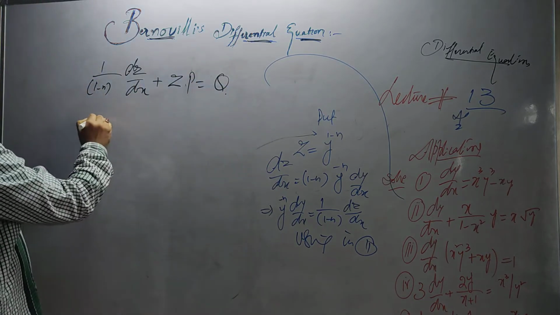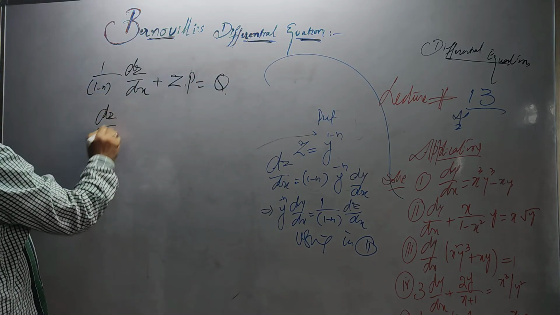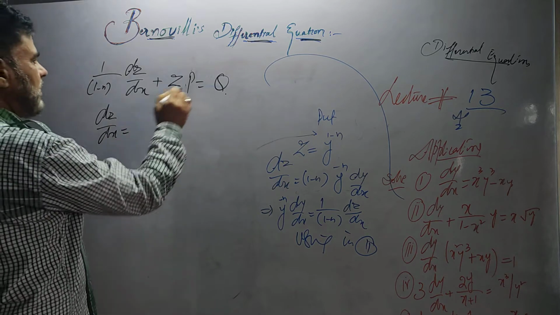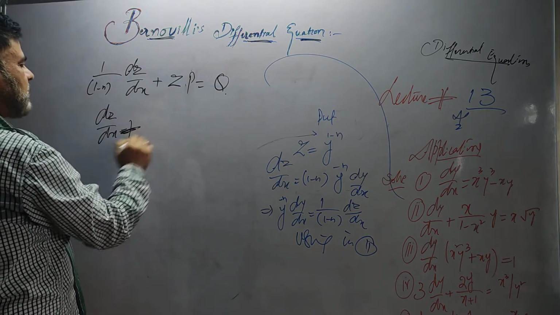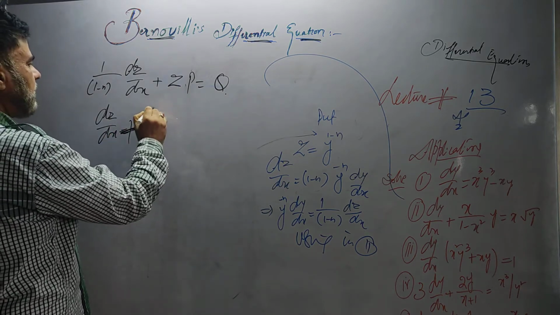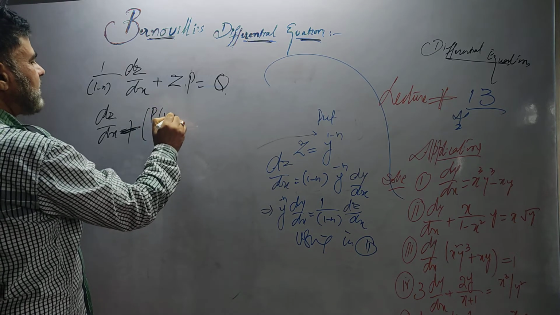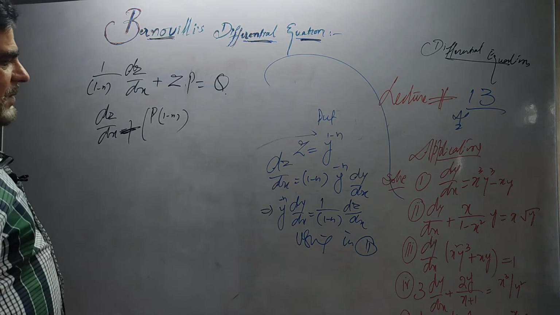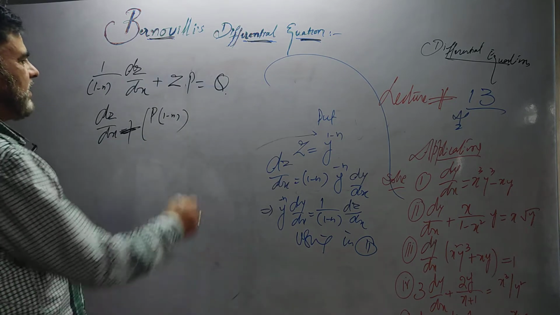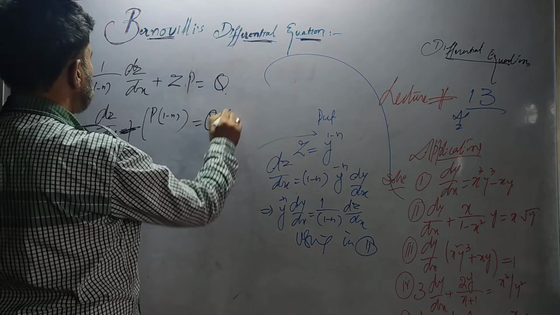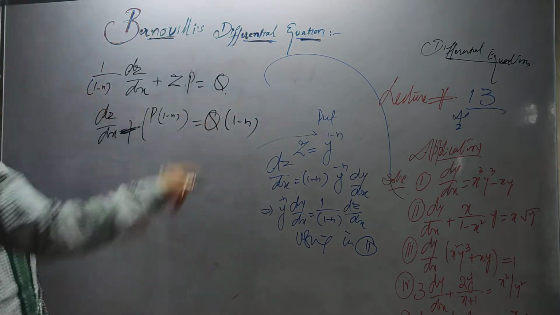What now we will get is dz by dx plus P times 1 minus n z is equal to Q times 1 minus n, multiplying the third by 1 minus n.